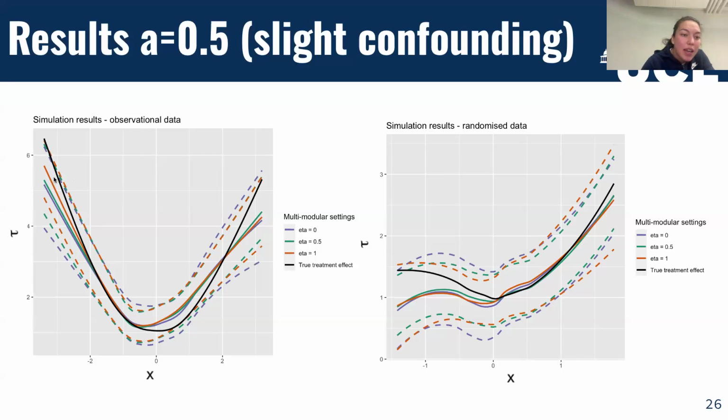What we have, you can see that they all do very similarly, close to each other, which makes sense because when I'm not having confounding, my module won't be that misspecified. So it wouldn't make a huge difference which one you're using. And on the RCT, we can see again that they perform very similarly.